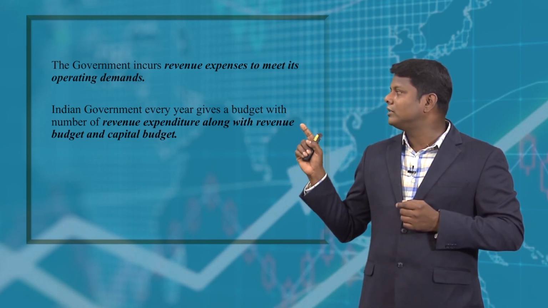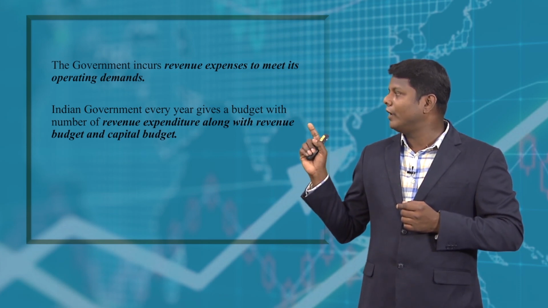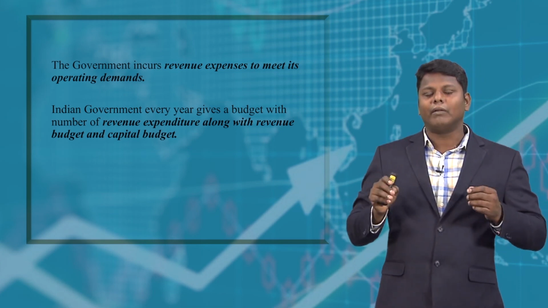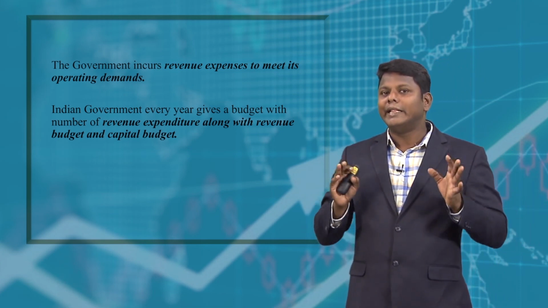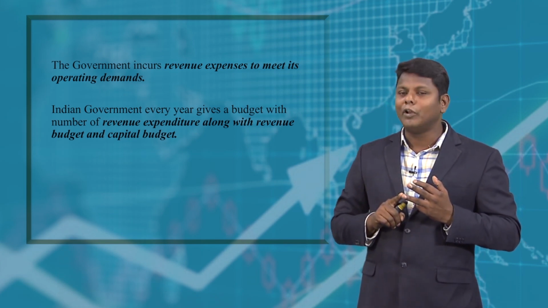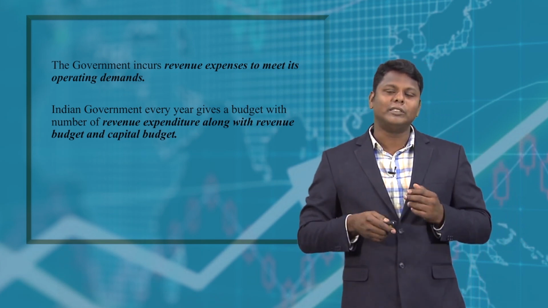The Indian government every year gives a budget with the revenue expenditure along with the revenue budget and capital budget. Every year you cannot see the budget without having these three things: revenue expenditure along with the revenue budget and capital budget. These three things will be there in the budget.